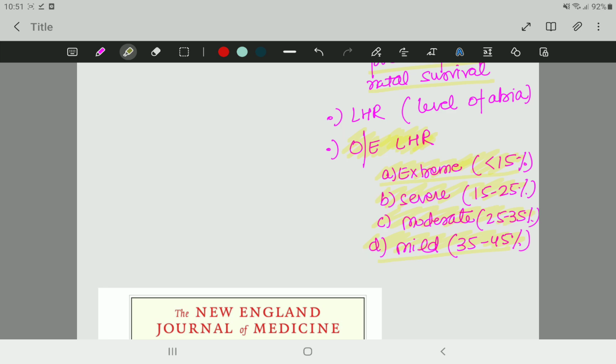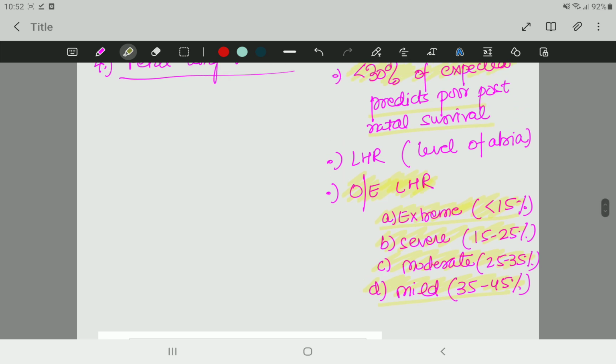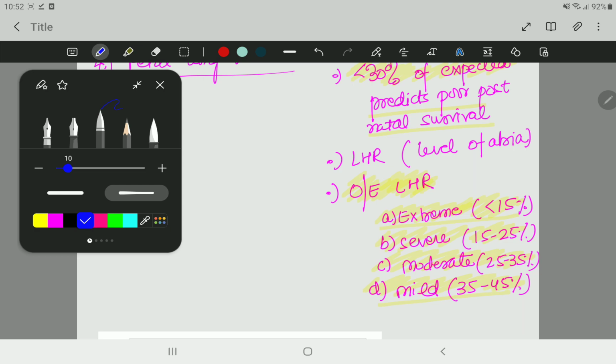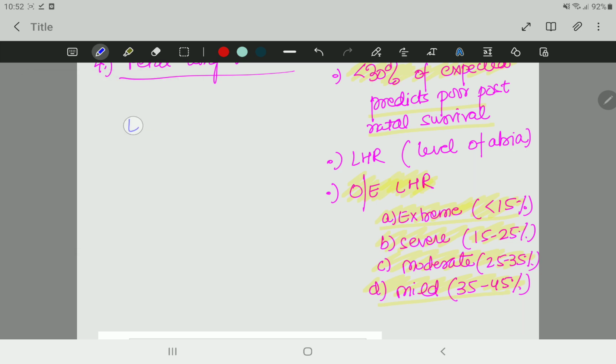Then what are the other factors? One of the important factors is early gestational age at diagnosis. The second is stomach herniation.